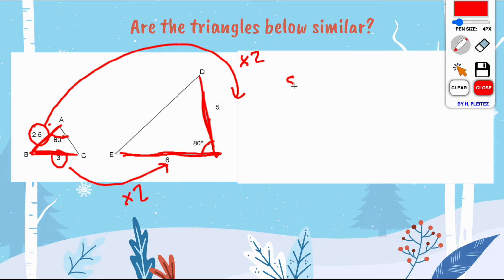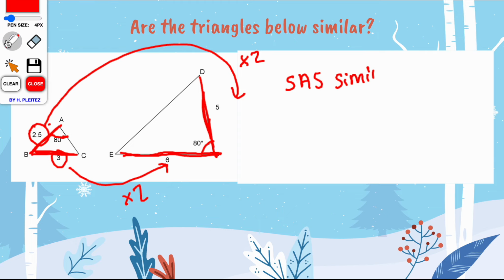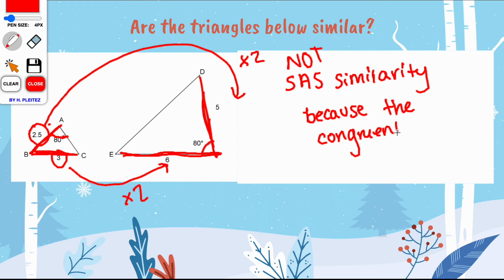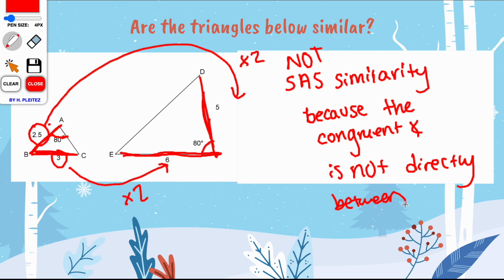But my first initial thought, maybe we can use side angle side similarity. But we cannot use side angle side similarity because the congruent angle is not directly between our two sides. Don't get tricked. People might be like, oh, we have a side and angle and a side. Yes, we can use SAS similarity. No, the angle needs to be directly in between or directly touching our two sides.